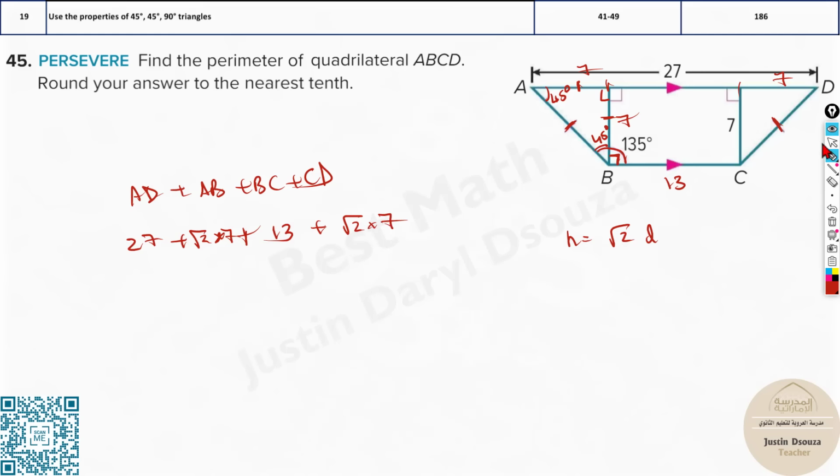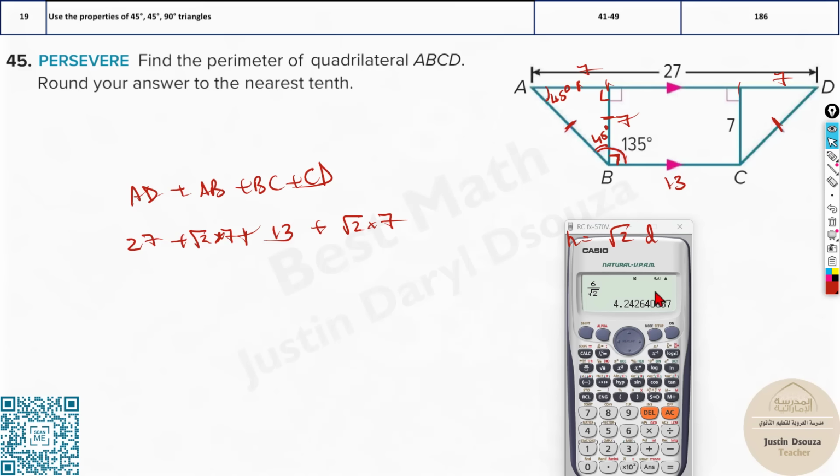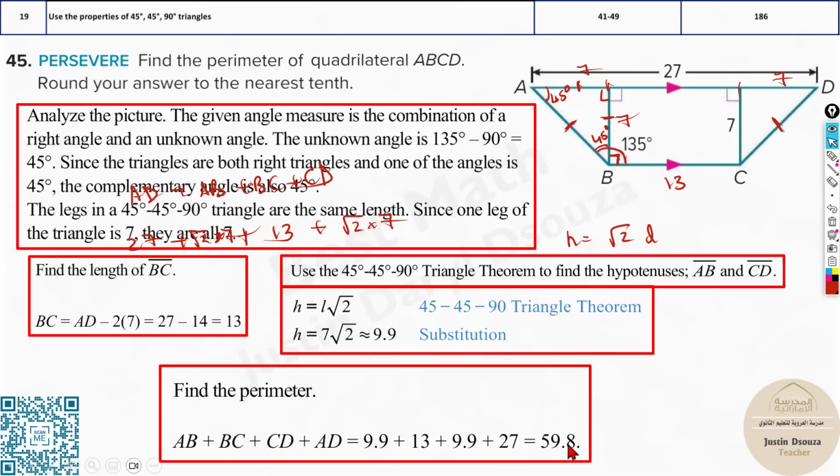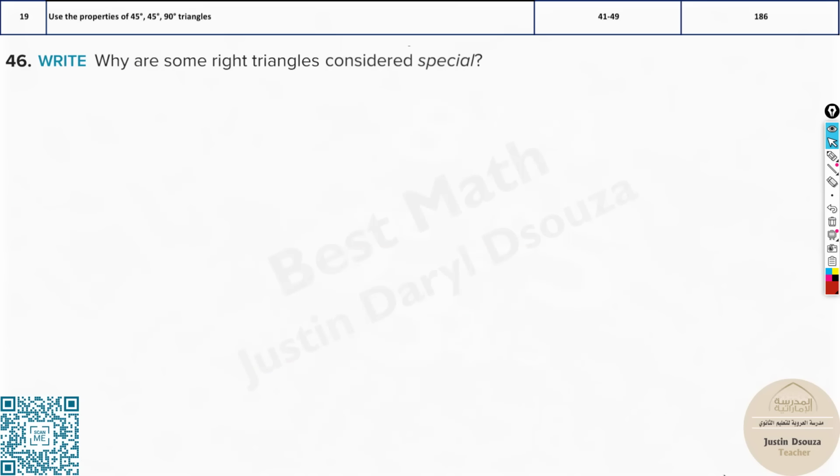That will be the perimeter. You can just put it in the calculator now. So all you need to do is 27 plus square root 2 times 7. You can multiply this by 2 because it's repeated, or I'll just write it out directly. And over here again we have to repeat it. Go next and now multiply it by 7. The answer is 59.8, nearest tenth, right? 59.8 is the answer. That's how we can easily solve this one.